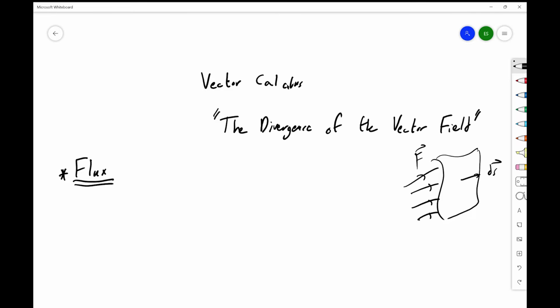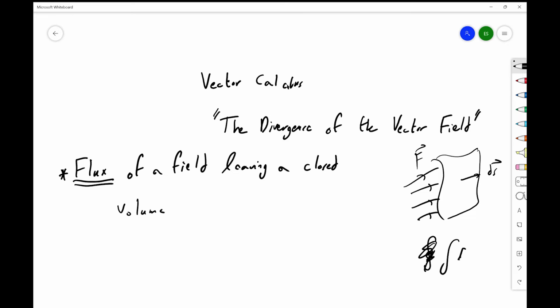But to define it precisely, a flux of a field leaving a closed surface, it doesn't have to be closed, it could be open, but let's look at a closed volume. So flux in general is just a field integrated over a surface. That's the flux.